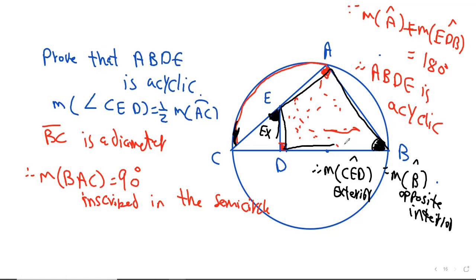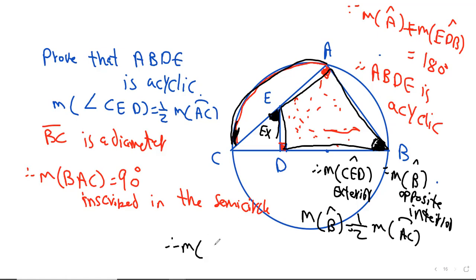So they are equal. And measure of angle B, because angle B is an inscribed angle and the inscribed angle is half the measure of the opposite arc, is half measure of arc AC. So because this angle B is half AC, then measure of angle CED is also half measure of the arc AC.